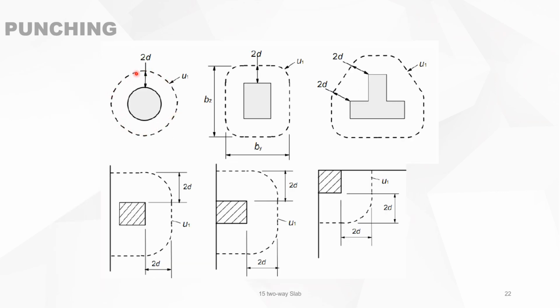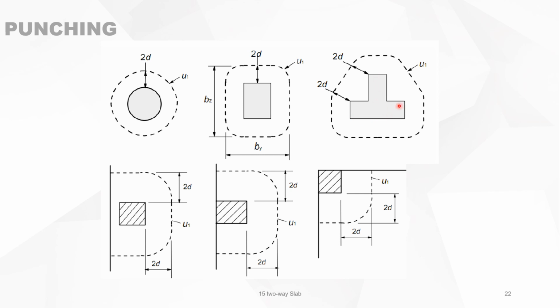This dotted line is the critical perimeter for a circle-shaped cross-section of column. It's obvious, and it's just the circle circumference with a radius of 2d. For a rectangular one, we have a quarter of a circle with radius 2d 4 times, and then the straight portions on both sides.